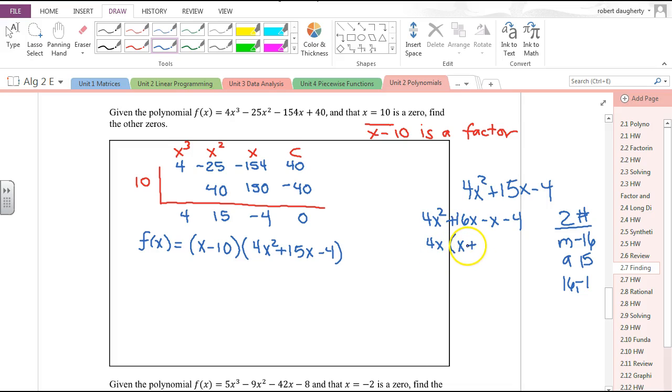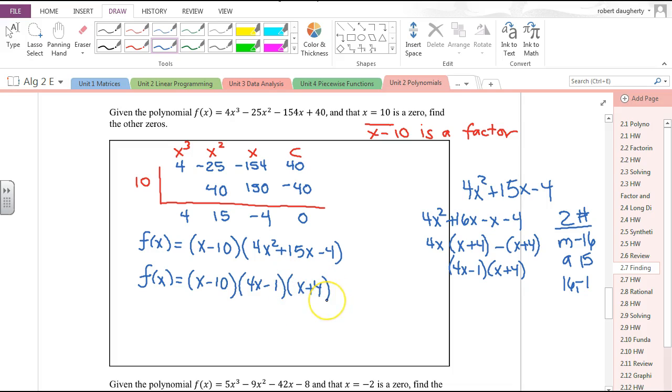I can factor out a 4x, and then this is what? x plus 4 minus x plus 4. So this is what? 4x minus 1 times x plus 4. So the final factorization is f of x is x minus 10, 4x minus 1, x plus 4. So that's the factorization.